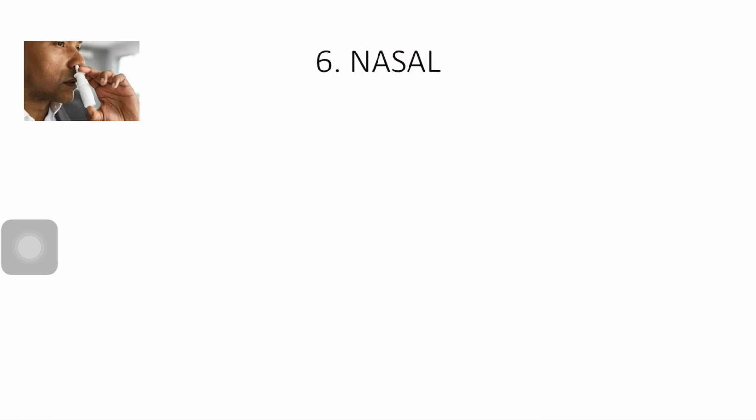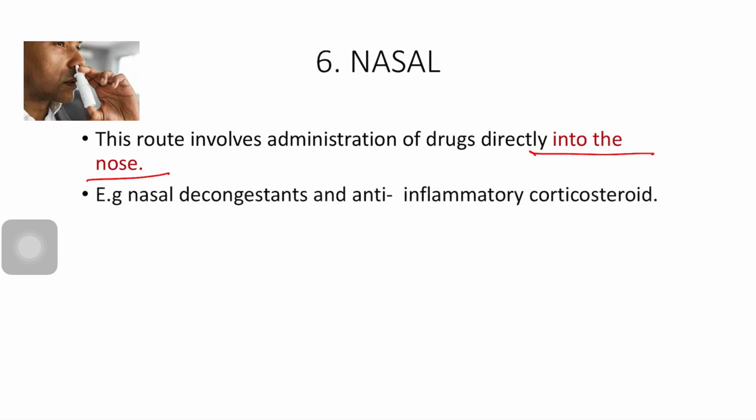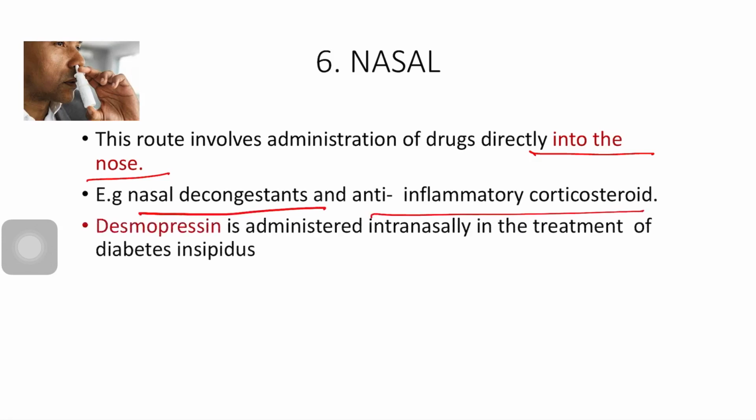One more route is the nasal route, and we are aware of that route also. It involves administration of drugs directly into the nose. The route we just talked about was inhalational, where the drug directly reaches the lungs. Here the site of action is the nose, or the nasal mucosa, so we apply the drugs on the nasal mucosa. Which kind of drugs do we use? Nasal decongestants or anti-inflammatory corticosteroids are applied to the nasal mucosa. One more example of a drug is desmopressin. We use this drug for the treatment of diabetes insipidus.